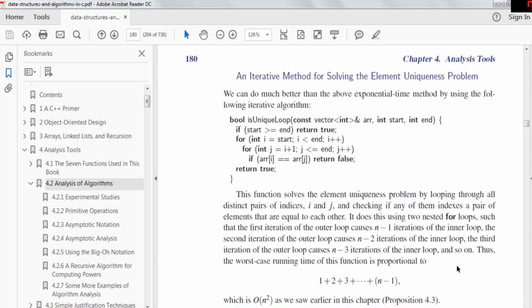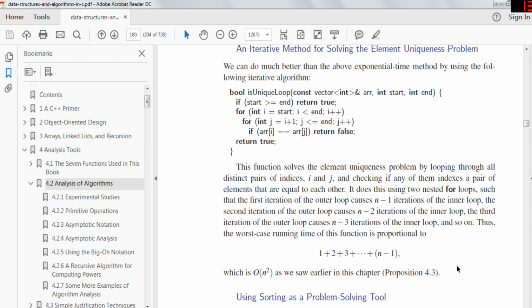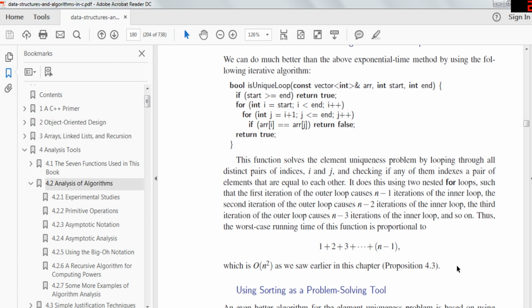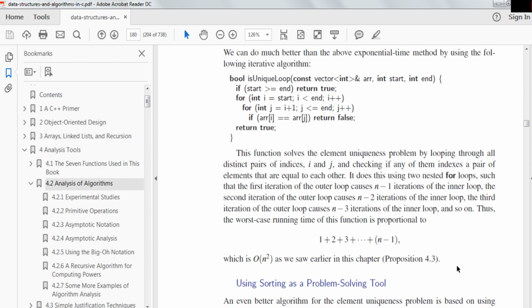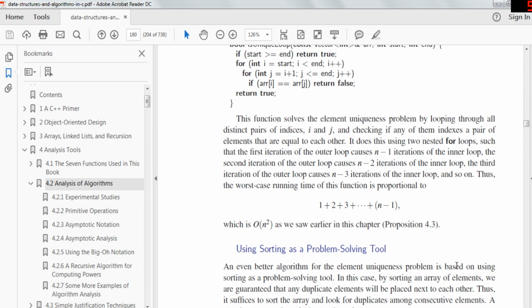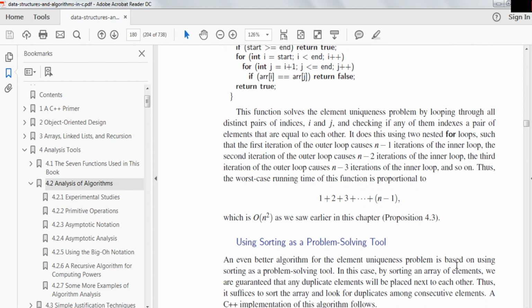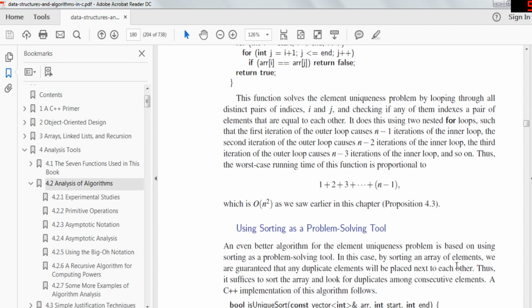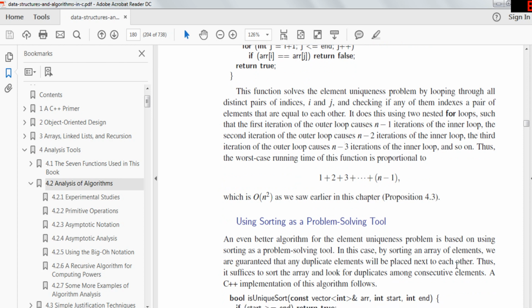Here is how you do it iteratively. A better way to do it is iteratively. All they're doing is looping through every single element, and then looping through the second element, checking if they're equal. If they're equal, then return false. This solves the element uniqueness problem, looping through all the distinct indices i and j and checking if any of them are a pair that are equal to each other. It does this using 2 nested for loops. One does n minus 1 iterations of the inner loop, and the other one does n minus 2 iterations of the inner loop.